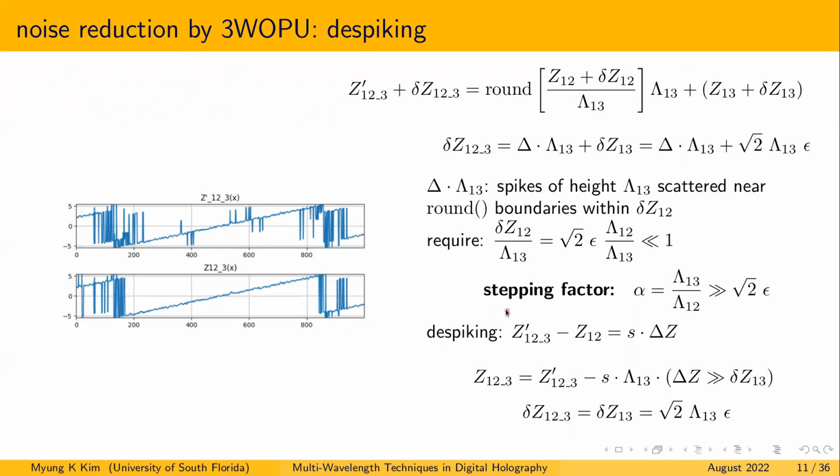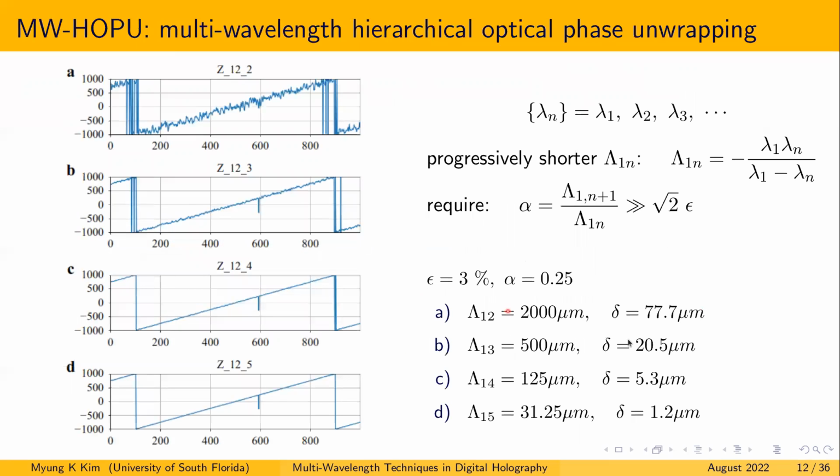Which leads to the requirement that the stepping factor alpha, given as the ratio of λ13 over λ12, be fairly large compared to the noise level epsilon. So as long as that condition can be met, the process can continue.